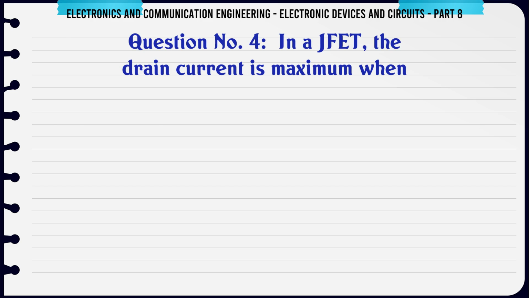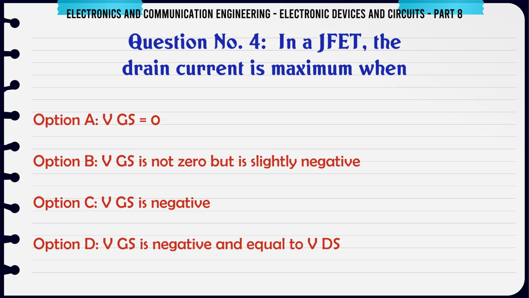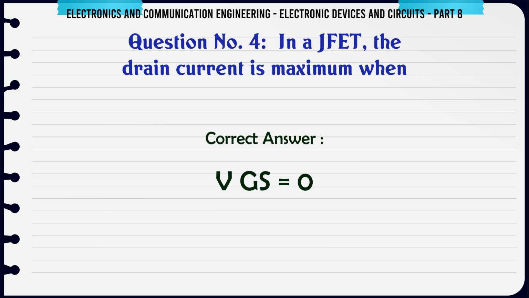In a JFET, the drain current is maximum when A. VGS is 0. B. VGS is not 0 but is slightly negative. C. VGS is negative. D. VGS is negative and equal to VDS. The correct answer is VGS 0.